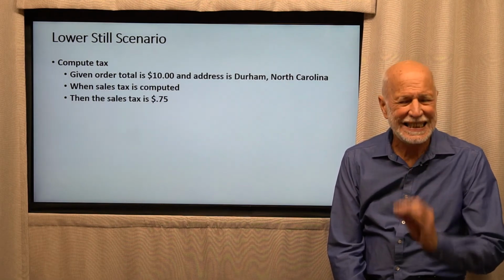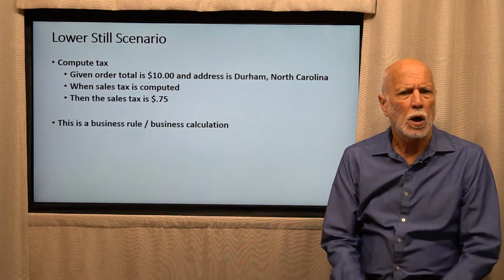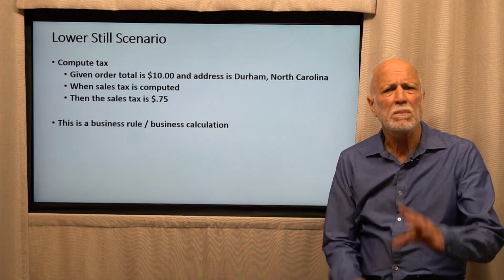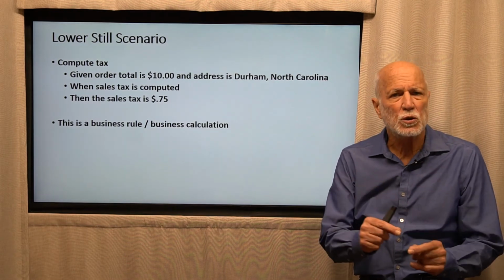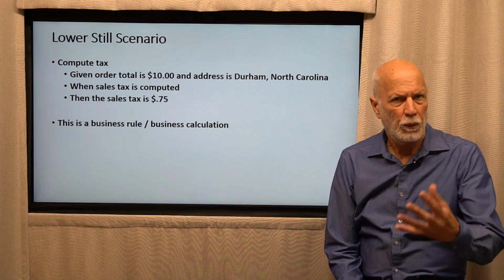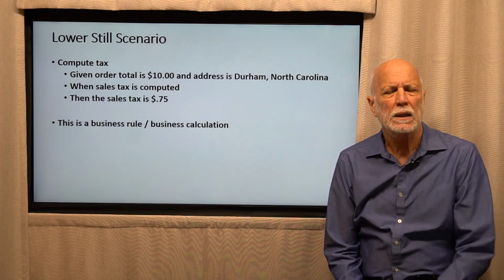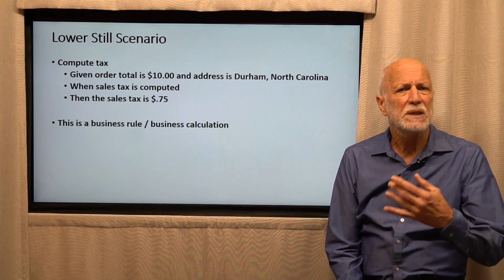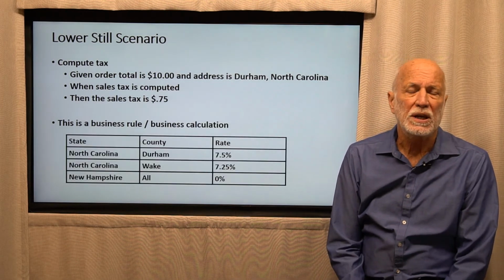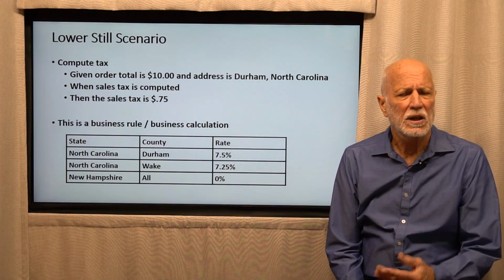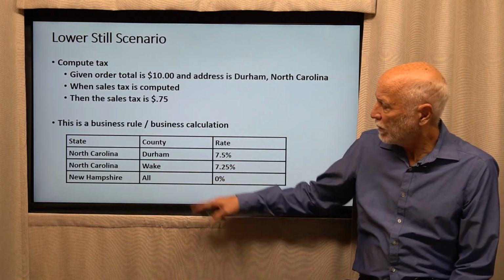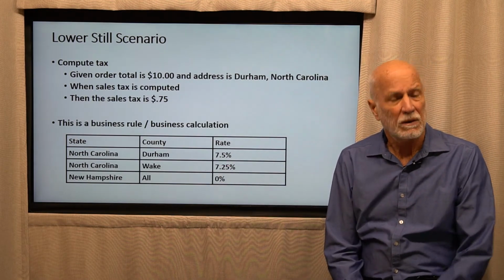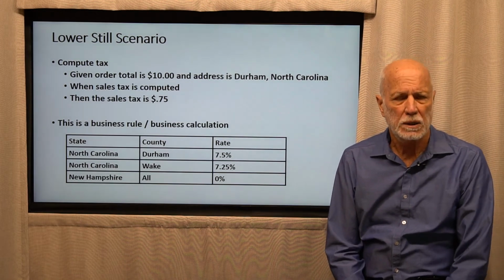Very small, detailed scenario. We call those either business rules or business calculations. And I have a rough estimate that at least 50% of the code in this world is all about business rules and business calculations. And we can easily create scenarios for them and automatically test them. Now, this compute tax also implies that we might have some data associated with it. For example, here are the data for the sales tax rates for the states and the counties. Durham is 7.5%, Wake is 7.25%, and if you live in New Hampshire, you don't pay a sales tax. Of course, we would have a large set of data along that same line.